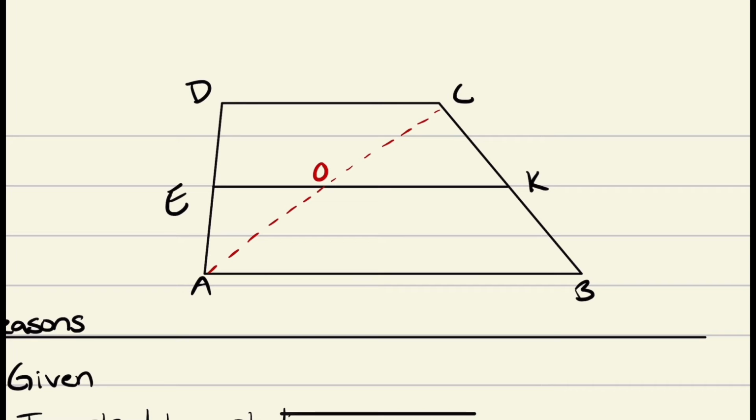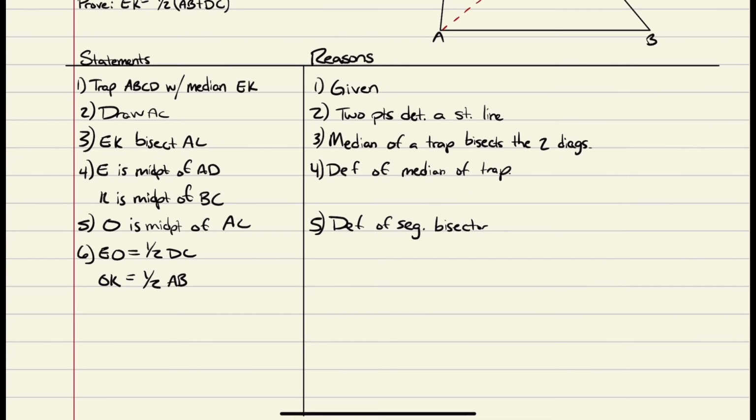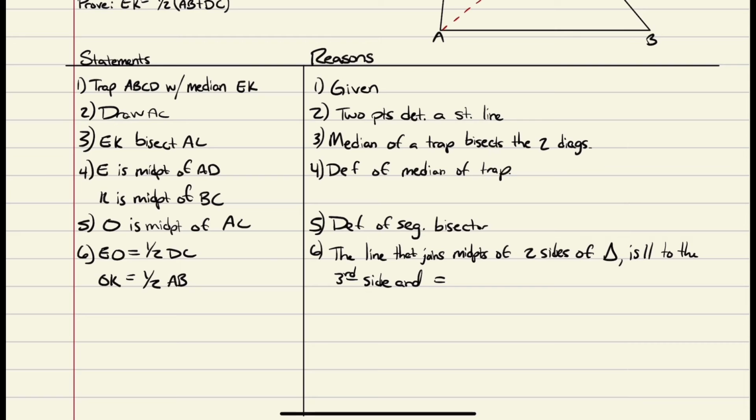I can say number 6 reason is the line that joins midpoints of two sides of a triangle is parallel to the third side and is equal to 1/2 the third side. Number 7.